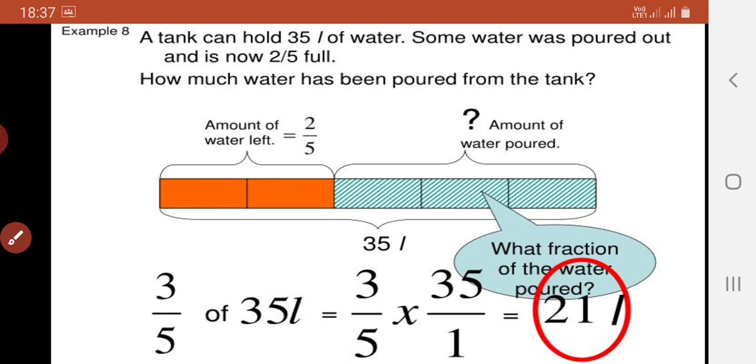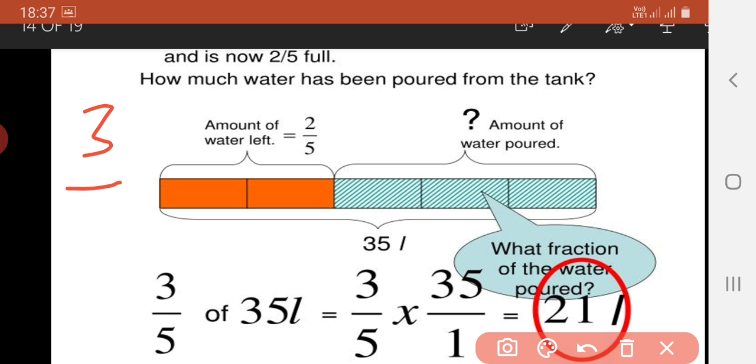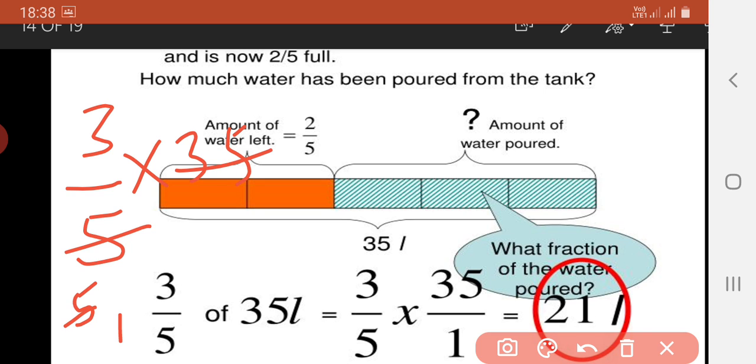So 3/5 of 35, it means 3/5 of 35. We divide 5 by 5. 5 ones are 5, 5 sevens are 35. We have 3 into 7. 3 into 7 is equal to 21 liter.